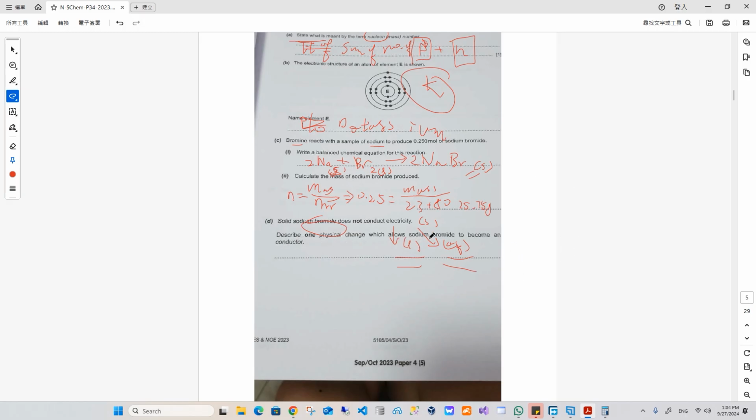Okay, physical change. In molten form means you just melt the salt. Make sure there is no air, no other things to do reactions. Get it molten to liquid state. So conduction by free ions or mobile ions. Or otherwise it's aqueous. Aqueous means dissolved in water. Aqueous state is also by free ions. So dissolve in water or just melt it to liquid. Both ways.